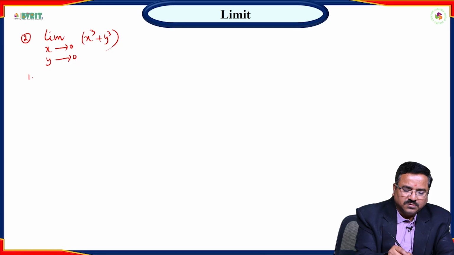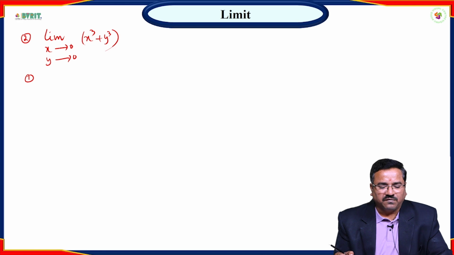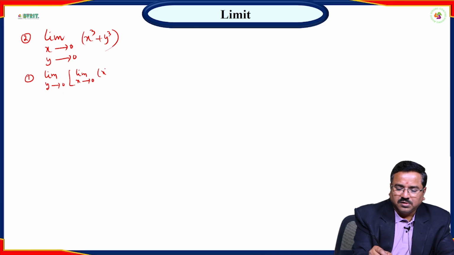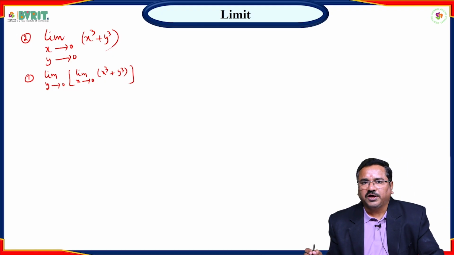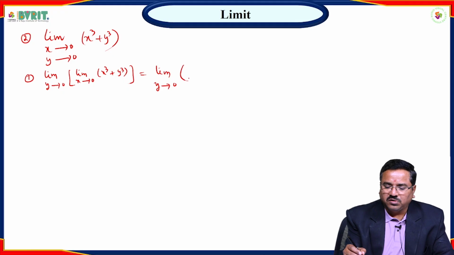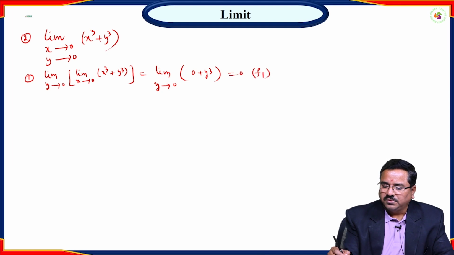What is the step 1? First substitute x, then after y. So this is what I am doing. Limit y tends to 0, limit x tends to 0, x cube plus y cube. This is according to step 1. First I am substituting x is 0. If x is 0, what will you get? Limit y tends to 0, 0 plus y cube. Then finally substitute y is 0. So this is f1.